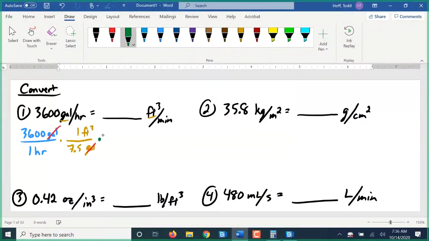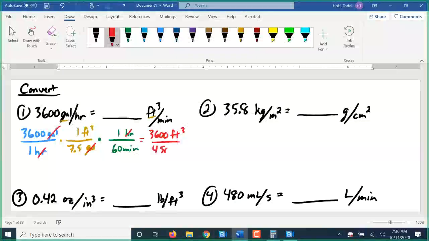We have to change the hours into minutes. Hours are on bottom, so we're going to put it on top. 1 hour is 60 minutes. The hours cancel out. On top, we have 3,600 times 1 cubic foot, 3,600 cubic feet. On bottom, 7.5 times 60 minutes is 450 minutes. Here it divides out to be 8 cubic feet per minute.